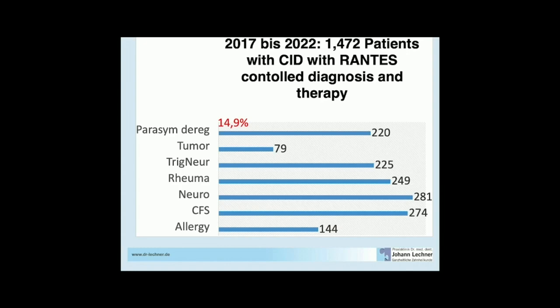Now, here we have our 1,472 patients. We diagnosed them and controlled their therapy by these RANTES expressions I showed you. This cohort of 1,472 patients consisted of 15% with parasympathetic deregulation, that means high blood pressure, heart arrhythmia; about 6% had tumors; 15% had trigeminal neuralgia; 17% had rheumatic problems; 20% had neurodegenerative or neuroinflammatory diseases like MS or ALS; 19% had chronic fatigue syndrome; and about 10% suffered from severe allergy symptoms.